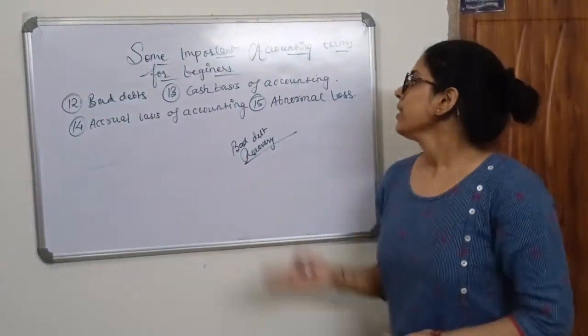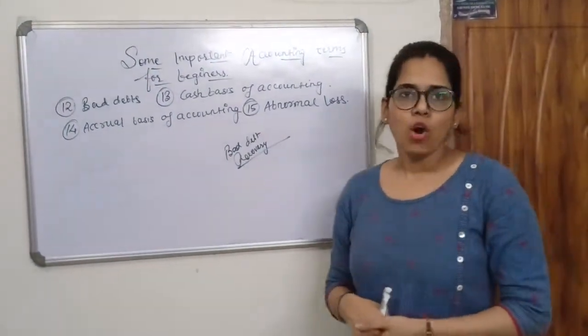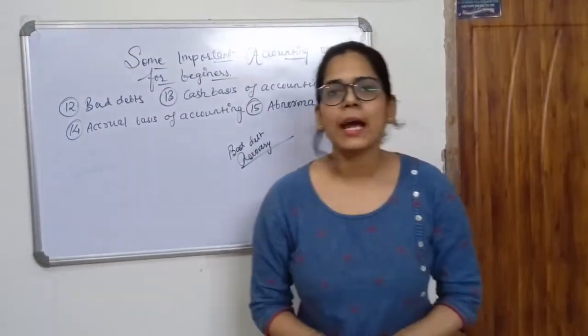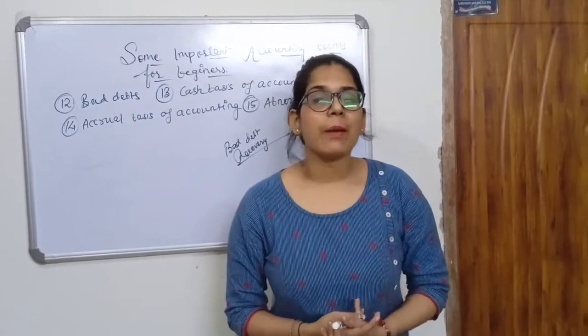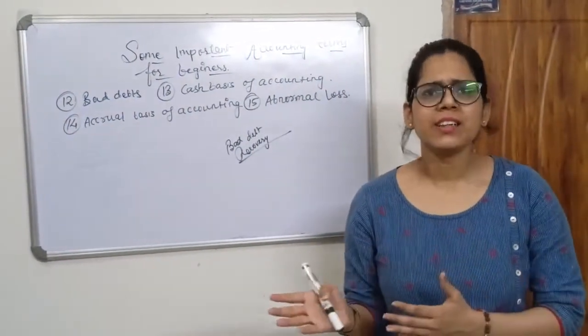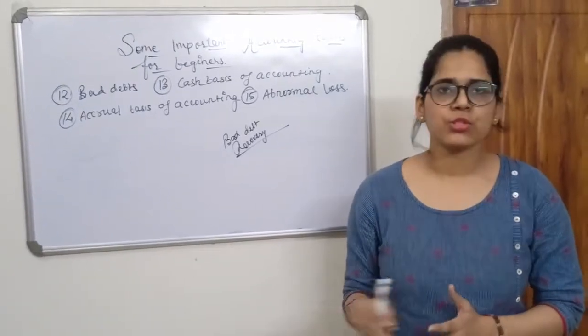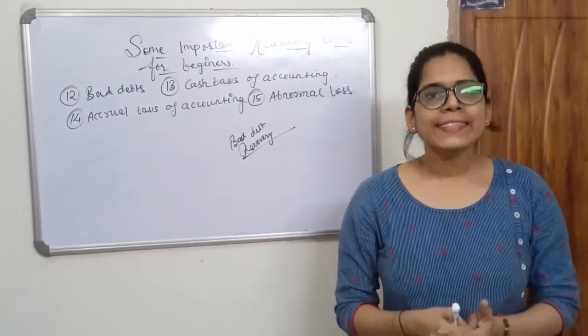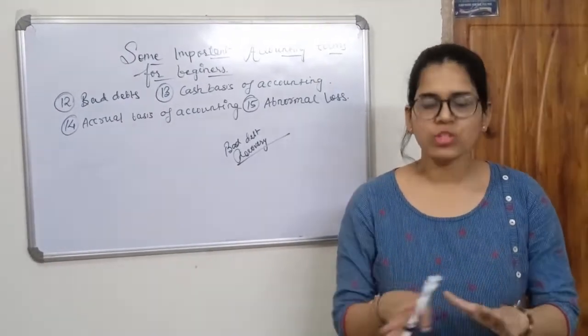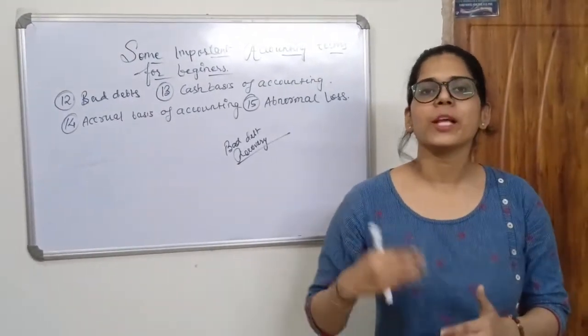Okay. Last is abnormal loss. Now, in a normal course of business, it might happen that a robbery happens or a theft is there, or during transit some goods might get destroyed, right? So these are abnormal situations. They do not take place in the normal course of business. They are not going to take place recurringly.